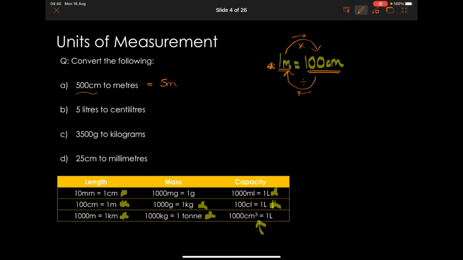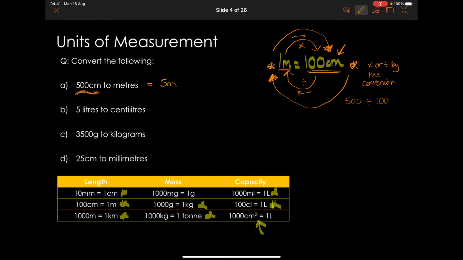Okay? And what this is telling me is that if I'm in metres, if I'm over here, and I want to go to centimetres, I'm going to times. And then it's telling me that if I'm in centimetres and I want to go to metres, I divide. So in this case, I'm in centimetres. I've got 500 centimetres in the question. So I know that I'm going to take my 500 centimetres and I'm going to have to divide, because I'm in centimetres, by 100.